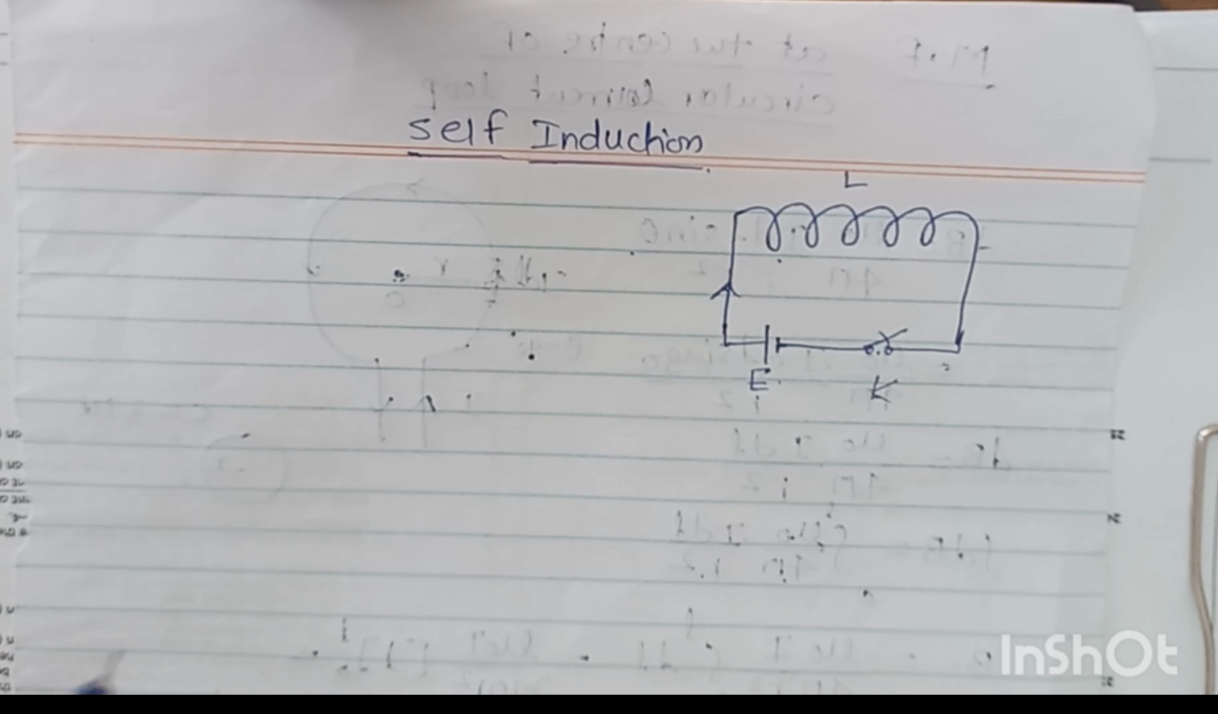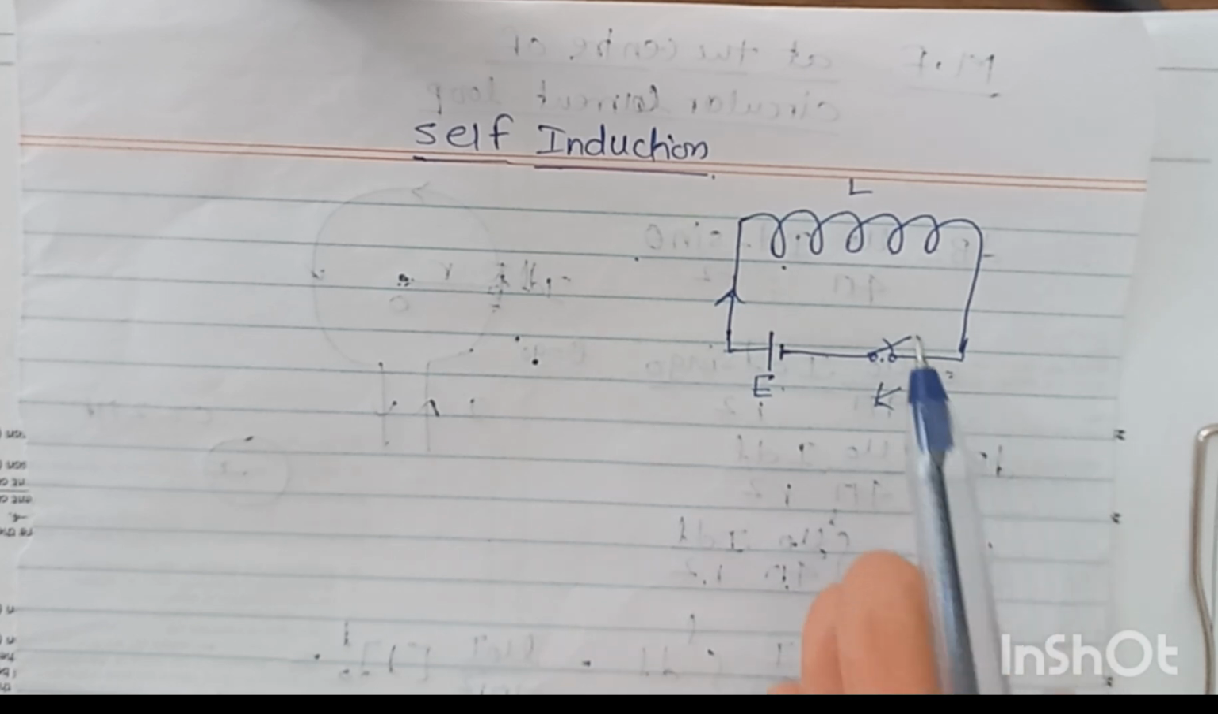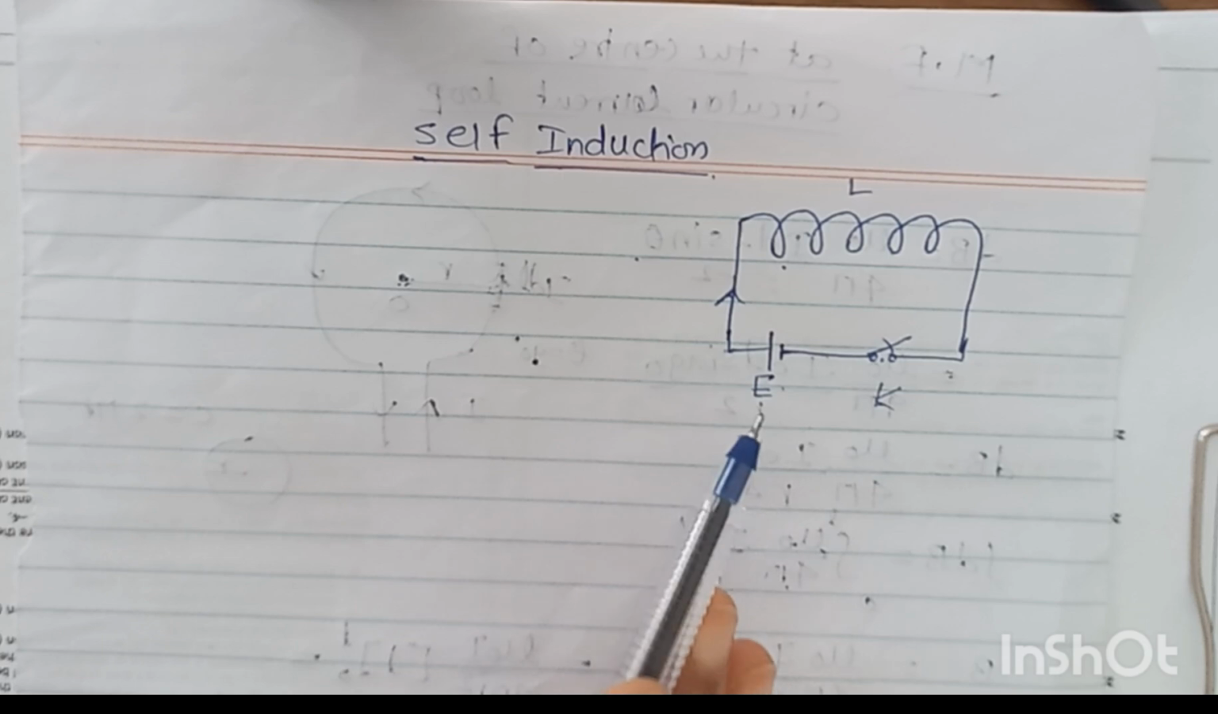Means in both cases, whenever you close the key, slowly current starts increasing in this circuit, and because of that EMF is also induced, and the increase in current is opposed by the inductor. And when we open the key, in that case also current slowly decreases, and due to that EMF is induced, and that induced EMF also opposes this decrease in the current.